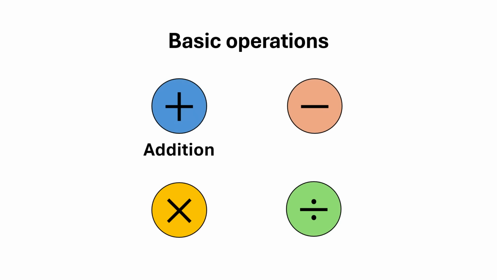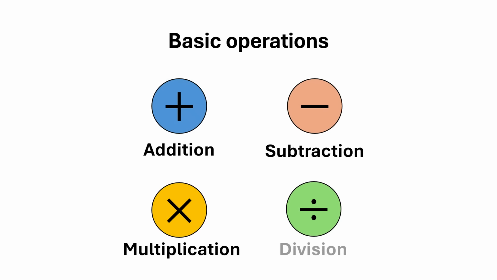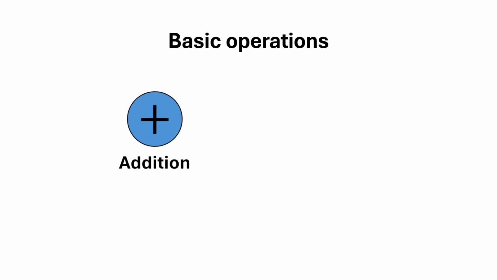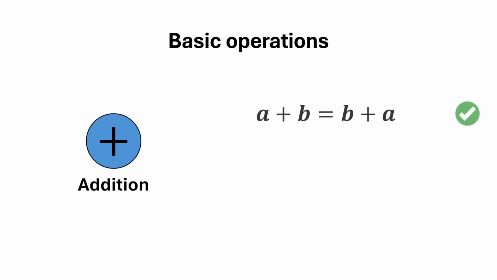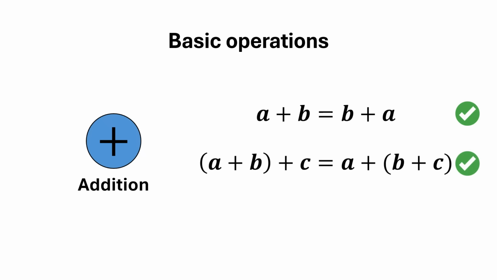Basic operations. Our mathematical journey often begins with four fundamental operations: addition, subtraction, multiplication, and division. Let's start with addition. It's a remarkably well-behaved operation, being both commutative and associative. It also possesses a unique identity element, the number 0. Add 0 to any number and that number remains unchanged.